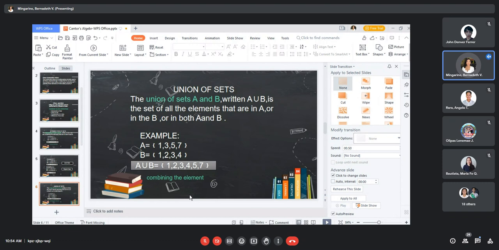So, regardless of, iniisip natin ang intersection dito, ang concern natin dito ay we will combine elements. Pero kapag pinapakita mo siya as a Venn diagram, dapat mapakita mong overlap siya o merong intersection, based sa given. Meron silang common elements pero since ang tinatanong ay union, we will just combine the elements.